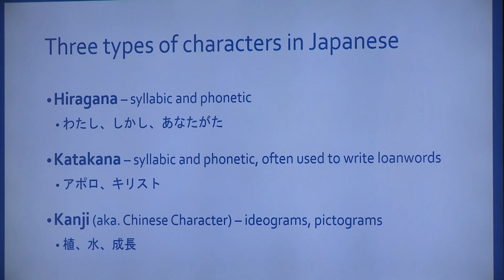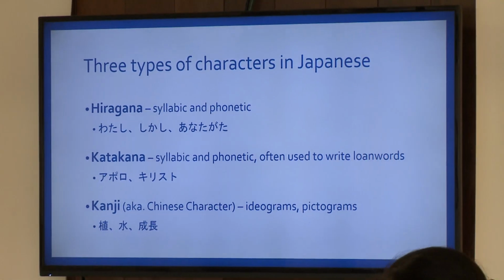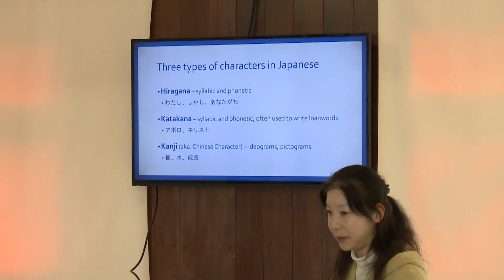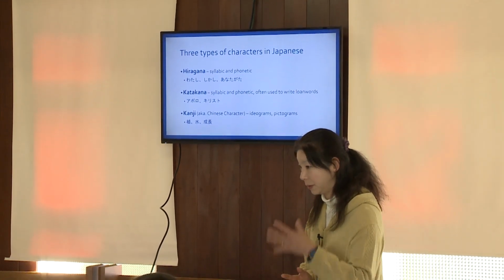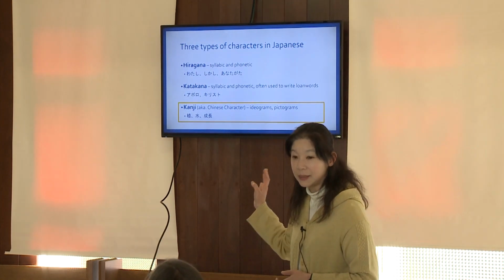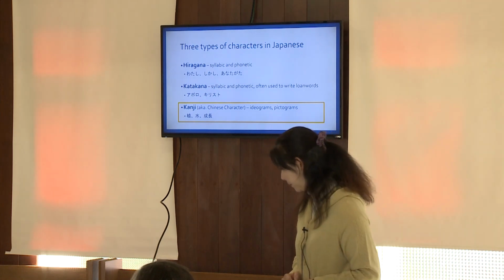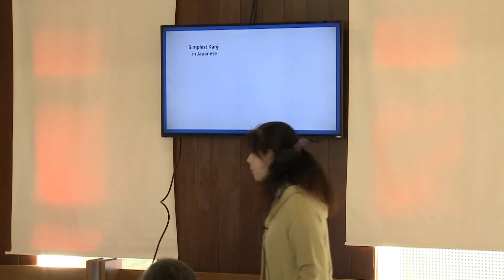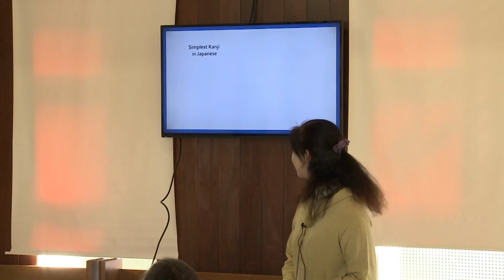And there is kanji. It is also known as Chinese characters. These are ideograms, meaning that they represent some meanings, and pictograms. They were made from pictures or images. And I would like to talk about kanji, or Chinese characters, today. So, what is the simplest kanji in Japanese? Can you guess?